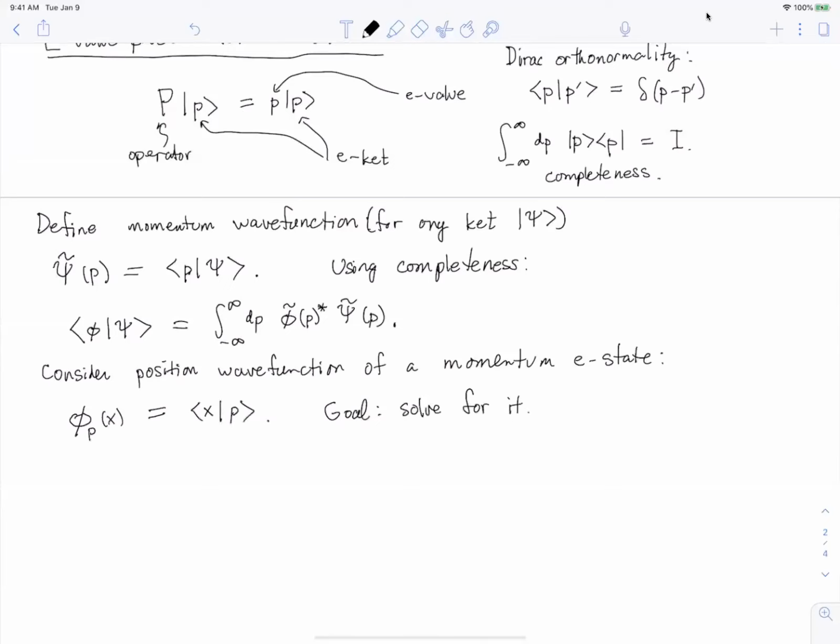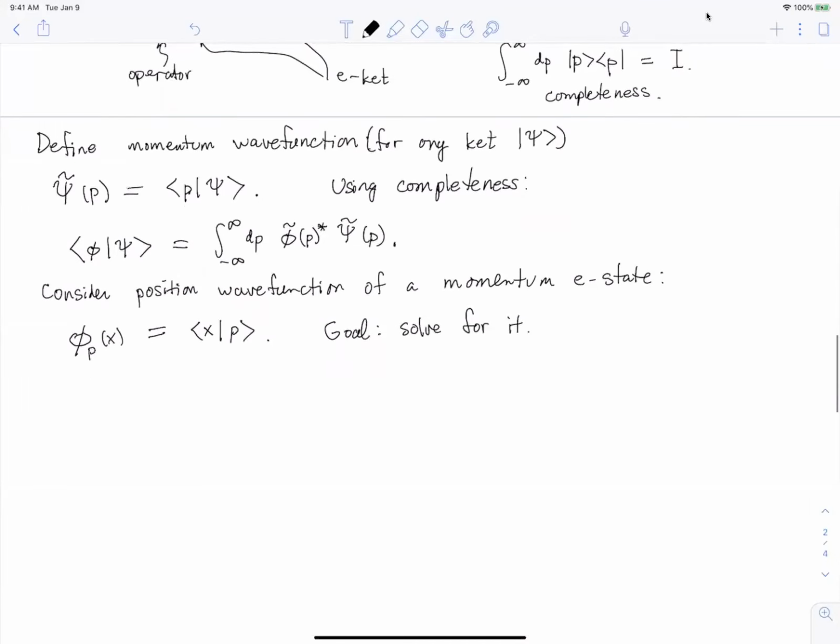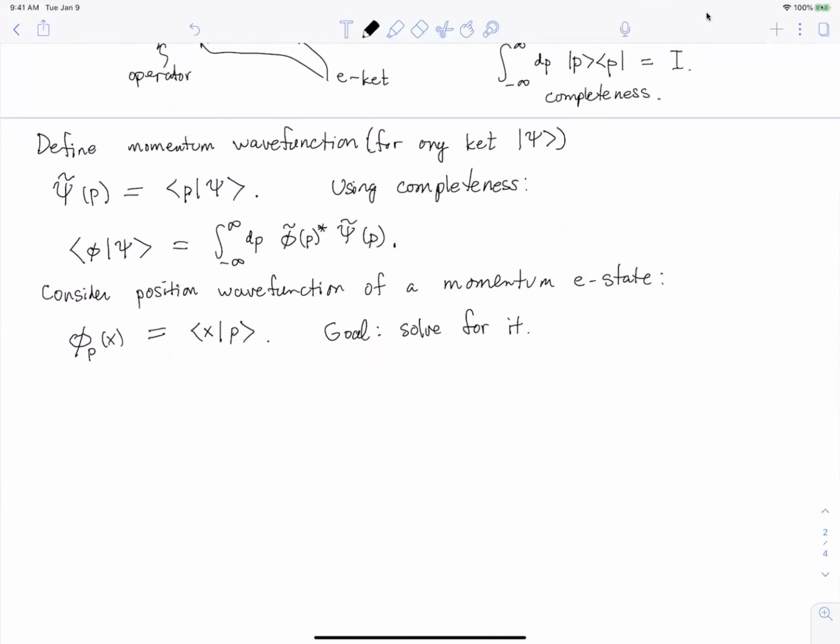So we now have all the information we need to be able to solve for it. The way we're going to do that is we're going to consider the following matrix element: x with the momentum operator acting on the ket p. We're going to consider that because we know that the operator P acting on the state p gives little p, and that's a number, so we can pull it out. And then that's equal to p times the thing we're trying to find.